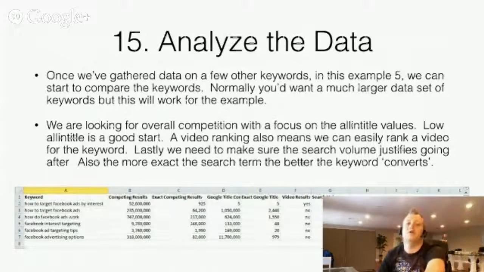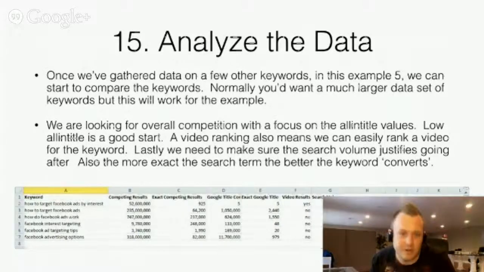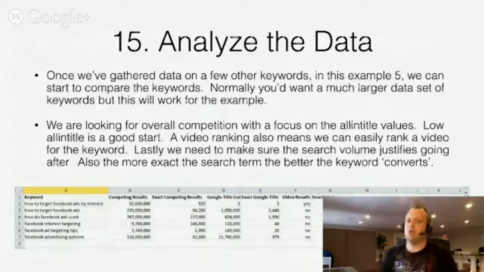Low allintitle is a great start. And a video ranking also means that we can easily rank a video for the keyword. Lastly, we need to make sure that the search volume justifies going after that specific keyword. Also, the more exact the search term, the better the keyword converts, right? The longer the tail of the keyword, the more intent the person has to actually buy. They're looking for something very specific.